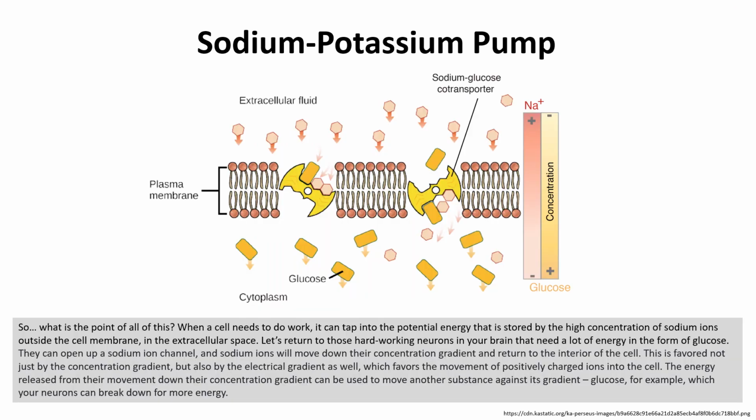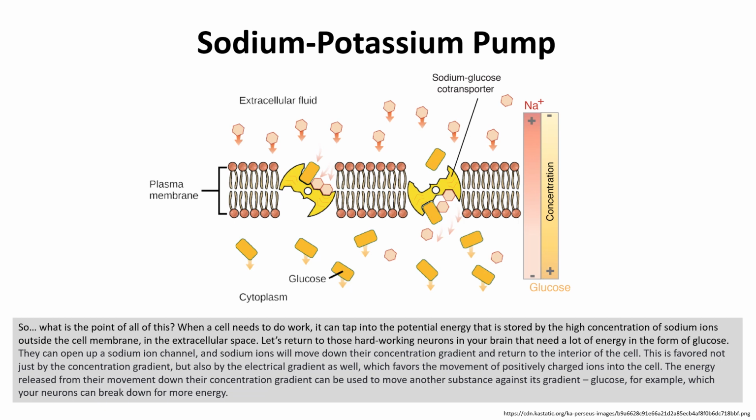So, what is the point of all this? When a cell needs to do work, it can tap into the potential energy that is stored by the high concentration of sodium ions outside the cell membrane in the extracellular space. So let's return to those hardworking neurons in your brain that need a lot of energy in the form of glucose. They can open up a sodium ion channel, and sodium ions will move down their concentration gradient and return to the interior of the cell.